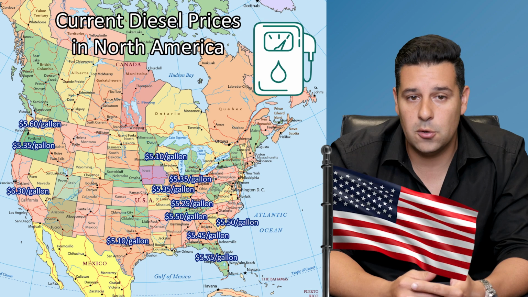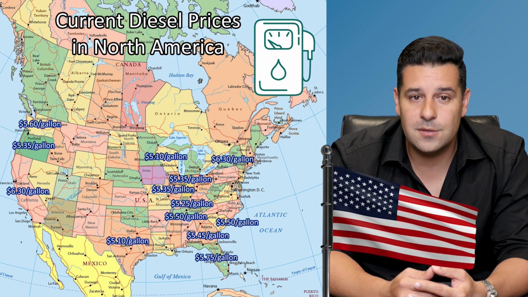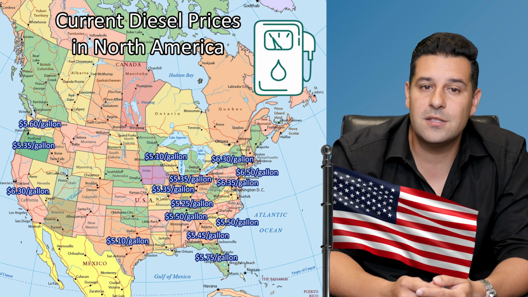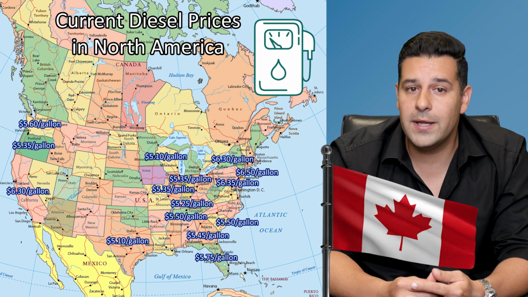And now the East Coast, New York, New Jersey, Pennsylvania. So in New York, $6.30 per gallon. In New Jersey, $6.50 per gallon. And in Pennsylvania, we have $6.35 per gallon. And lastly, let's work our way into Canada.